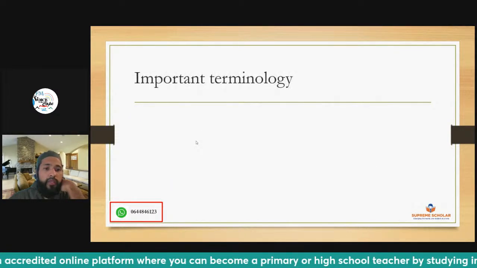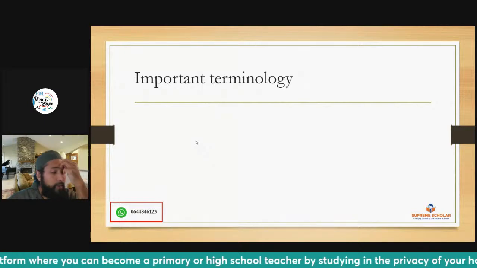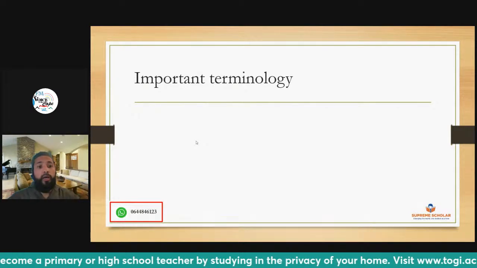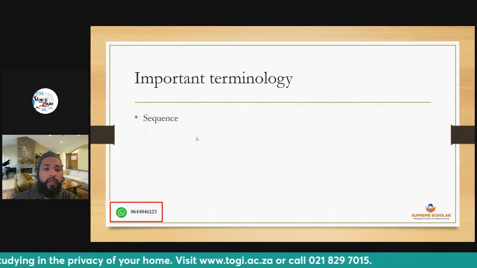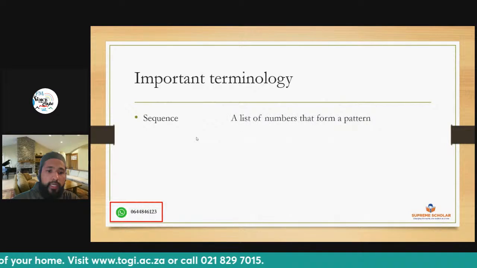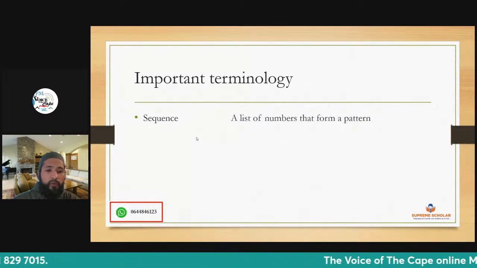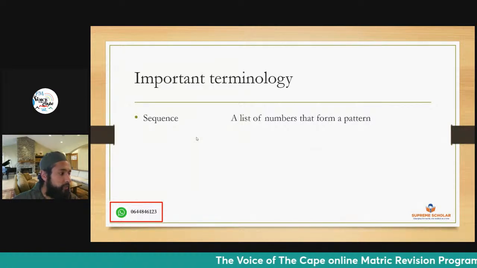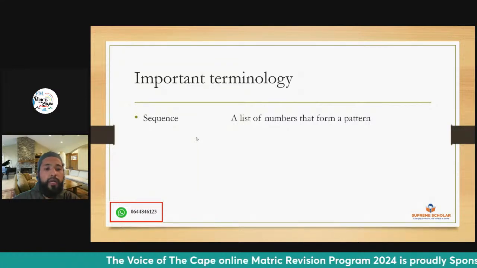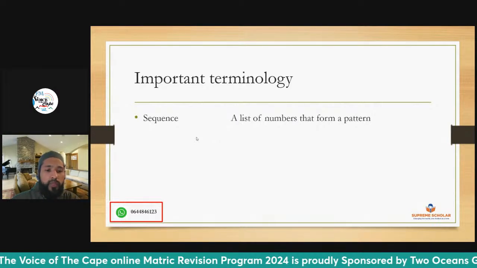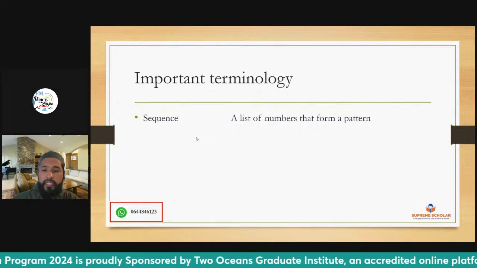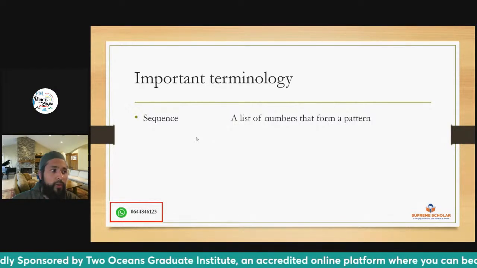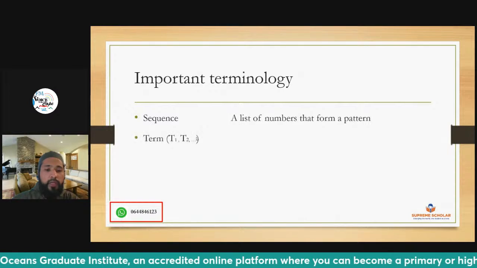Okay. So let's just unpack quickly. Important terminology. What is a sequence? A sequence is a list of numbers that form a pattern. So you need to get familiar with this terminology, because when these words are used, you need to understand what is actually being said. A sequence is a list of numbers that form a pattern.